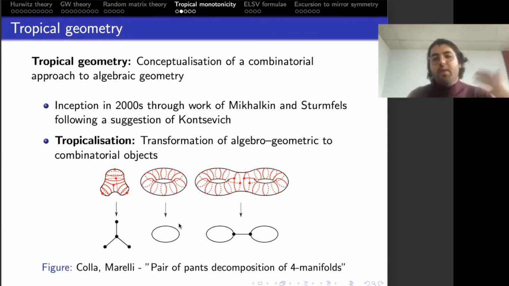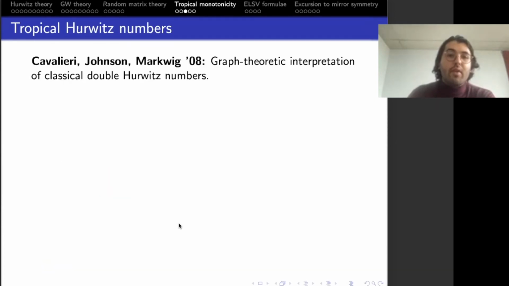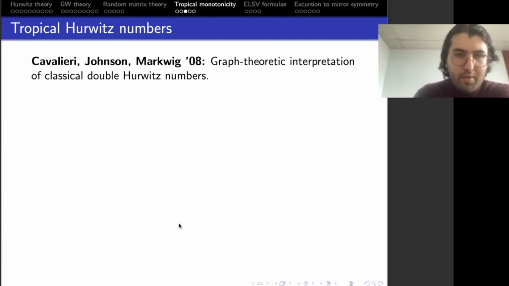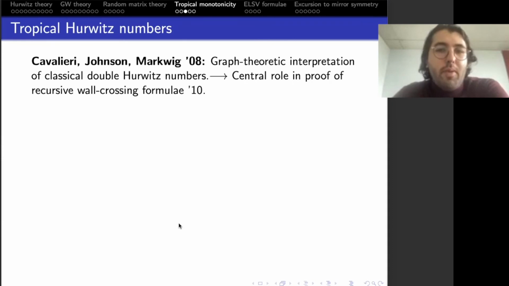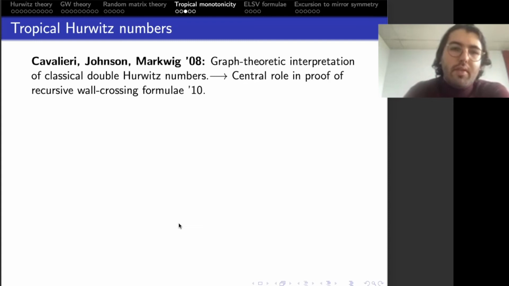Now, if you look at Hurwitz numbers, they enumerate holomorphic maps between Riemann surfaces, and therefore it is natural to assume, using this tropical geometry approach, that there also exists a graph theoretic interpretation of classical double Hurwitz numbers. And this is indeed true. So Cavalieri, Johnson, and Markwig in 2008 applied this tropicalization technique to obtain a graph theoretic interpretation of classical double Hurwitz numbers. And this tropical interpretation of classical double Hurwitz numbers played the central role in their proof of the recursive wall-crossing formula in 2010.